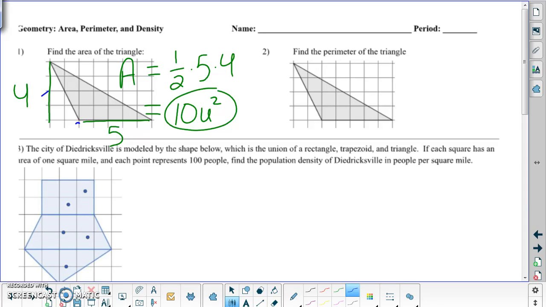Okay, and then the second one, now you have to find the perimeter. So this is when you do the Pythagorean theorem. Okay, so the base we already have. So this side of the triangle is 5. I don't really have to do anything else with that. Okay, so let's find this side over here.